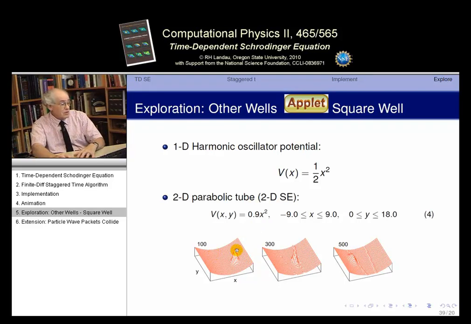You can see it here, time 100, 300, 500. It's moving along, it's moving uphill, then it's rolling back down the hill here, and as it does so, some of it gets reflected, broken up in different ways. So this is a two-dimensional parabolic tube. Notice that it's a Gaussian wave function. It's parabolic, so it's harmonic oscillator-like in one direction. That holds it together. But in the y coordinate, it's not harmonic oscillator-like, the potential is constant, and that tends to disperse the wave packet. Very interesting.